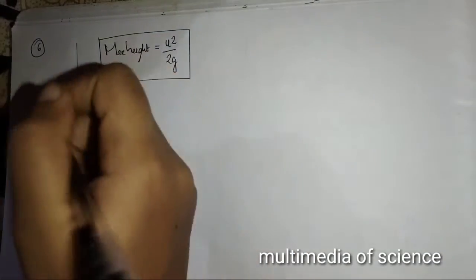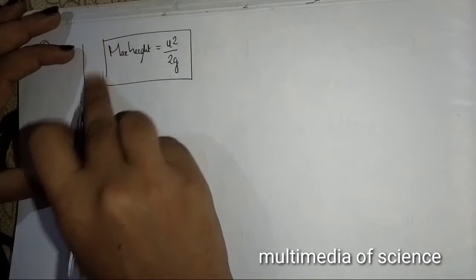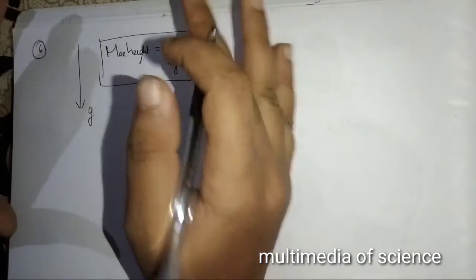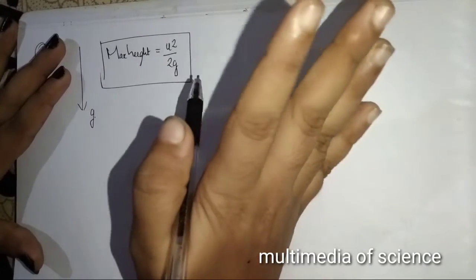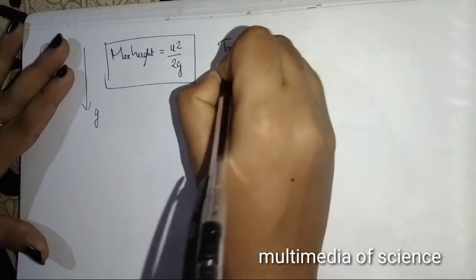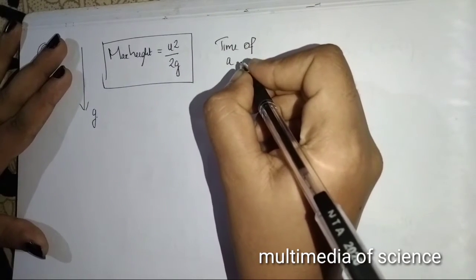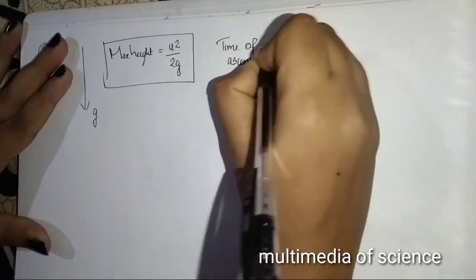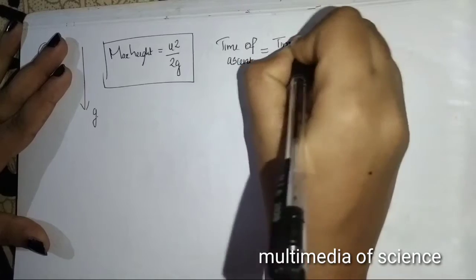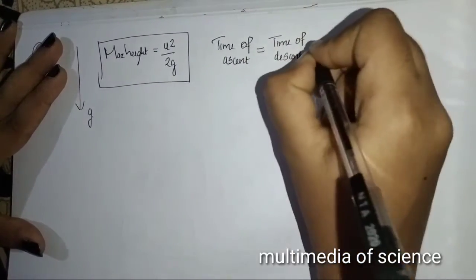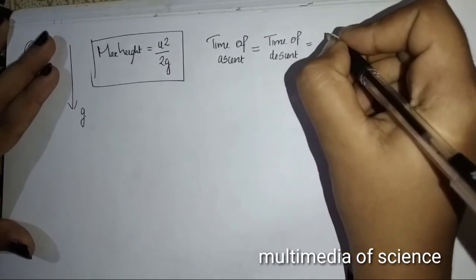Then what about the time of ascent and the time of descent? In the case of this vertical motion, there is a similarity between the time of ascent and the time of descent. These two are equal, like forward and backward. So the time of ascent is equal to the time of descent, which is equal to, what do you mean by time?